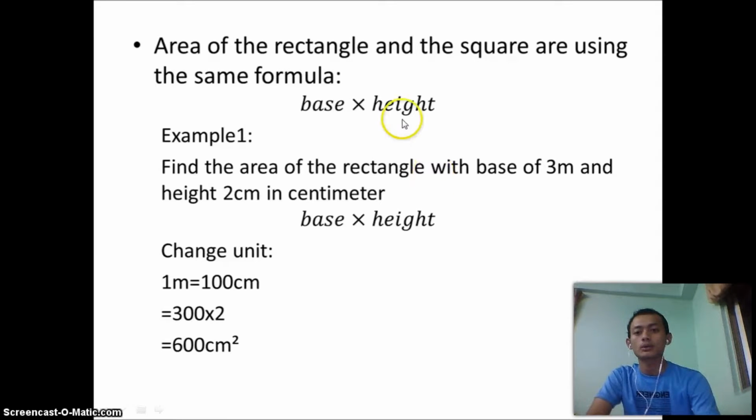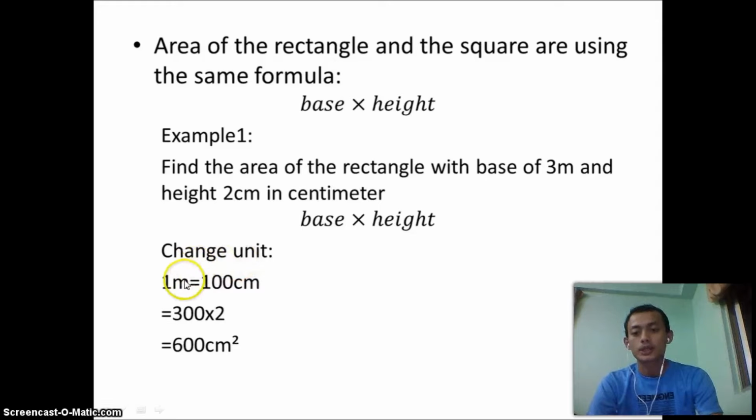So let's go to an example. But before that, the area of the rectangle and the square use the same formula, which is base times height. For example 1, find the area of a rectangle with a base of 3 meters and a height of 2 centimeters, in centimeters. Apply it into the formula. The base is 3 meters, but the answer is needed in centimeters.